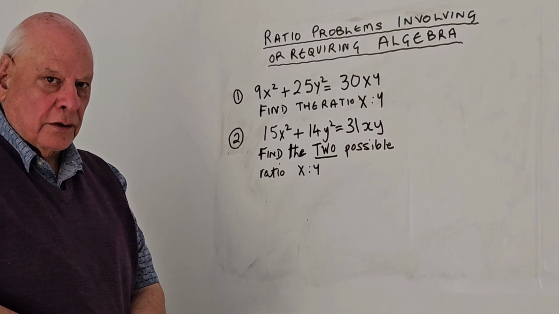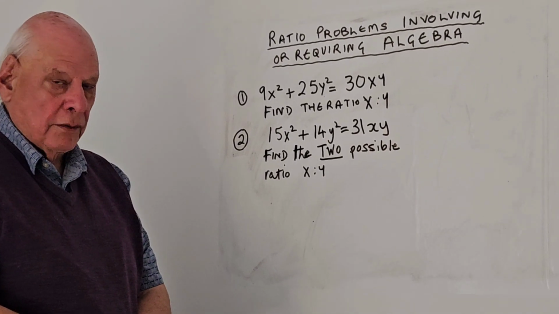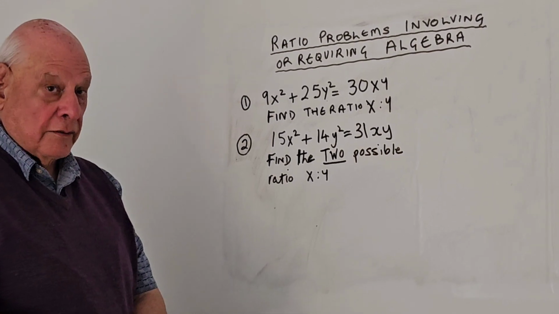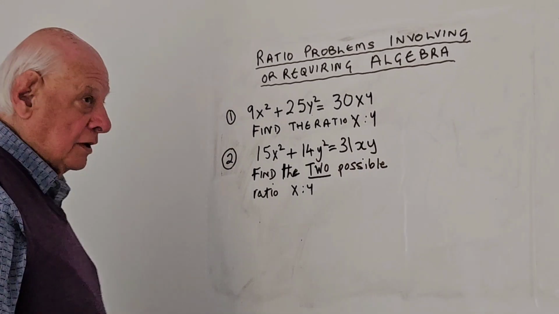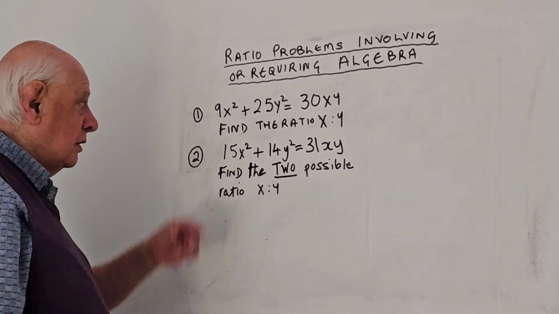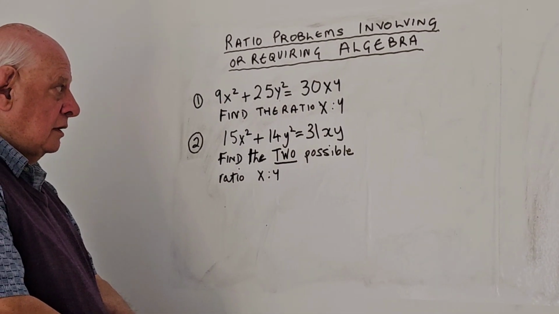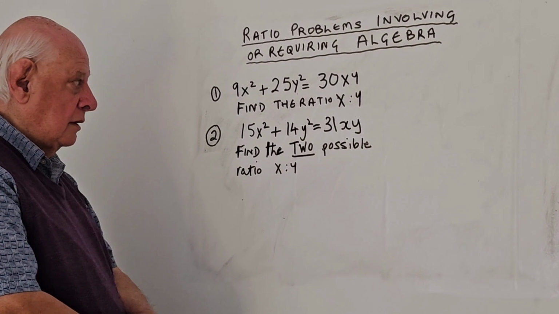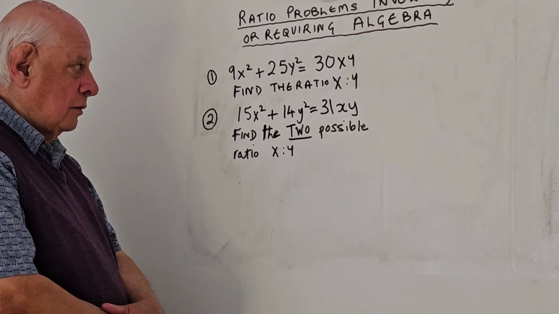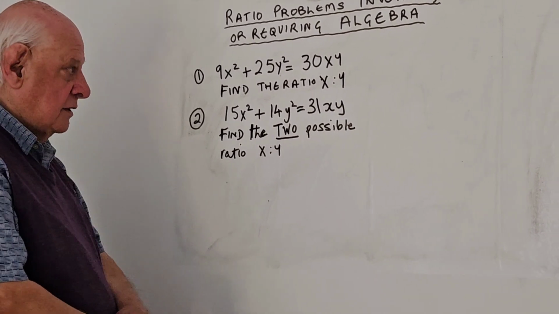Because I now want to work through a couple of problems on ratios which require the use of algebra. And I've written them up here for you. First one, 9x squared plus 25y squared equals 30xy. And we want to find what the ratio x to y is.